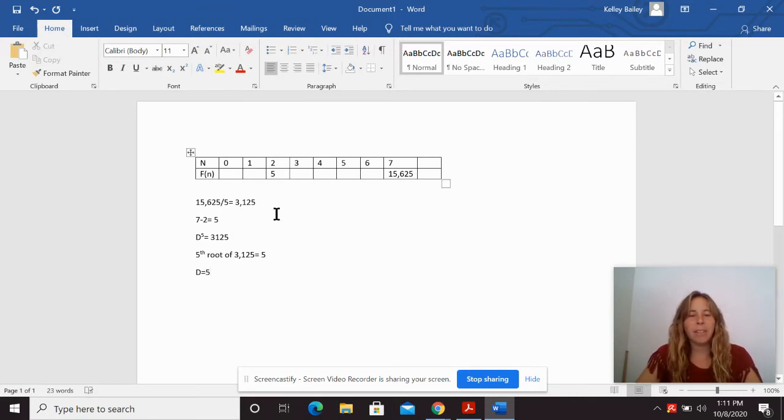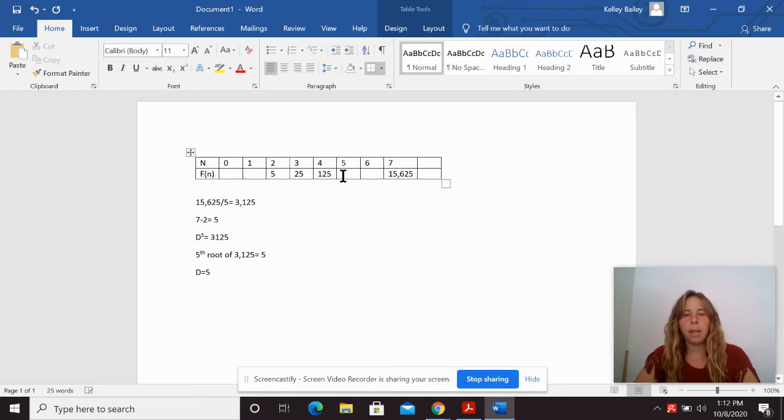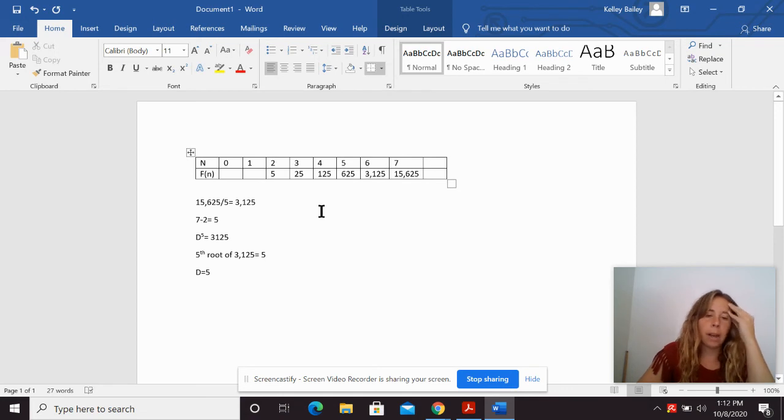So we're multiplying by 5 each time. If we were to fill in the terms, we would go 5 times 5 is 25, times 5 is 125, times 5 is 625, times 5 is 3,125, and then that times 5 is 15,625. Okay. So we found our ratio.